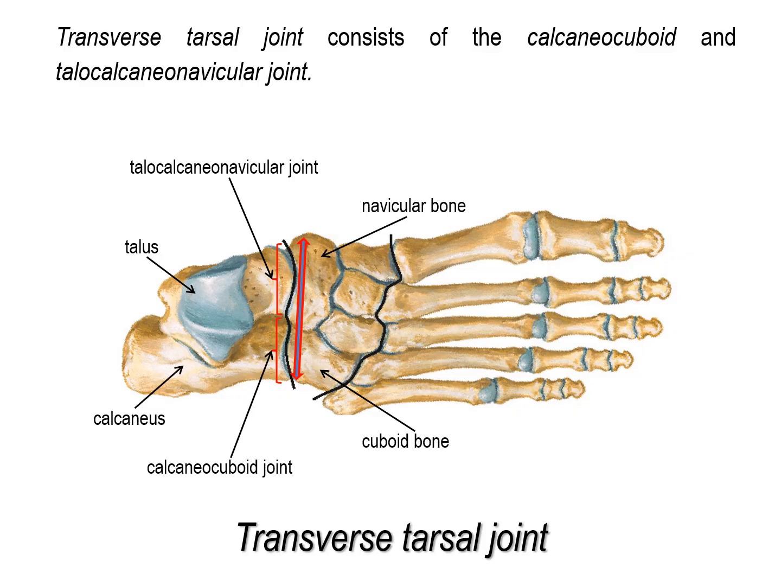Transverse tarsal or mid-tarsal joint consists of the calcaneocuboid and talocalcaneo-navicular joint. Medial part of this joint is talocalcaneo-navicular, while lateral part is calcaneocuboid joint. Both joints are placed nearly in the same transverse plane.